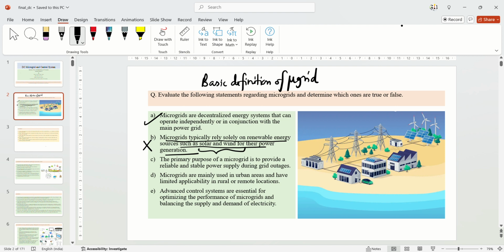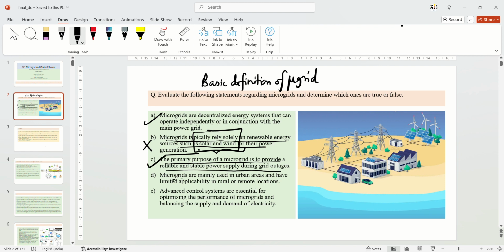There are other resources as well. If solar is not available, what can you do in that situation, and wind is also not available? You need a backup source. Energy storage systems are there, and you also have a diesel generator associated with that. The next statement says the primary purpose of the microgrid is to provide a reliable and stable power supply during grid outage. That is true.